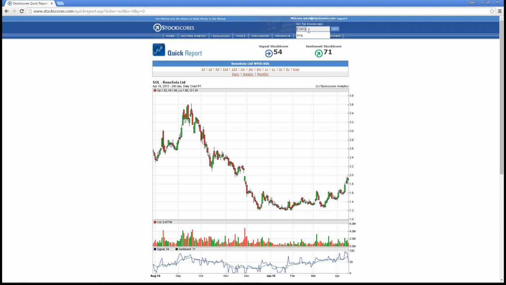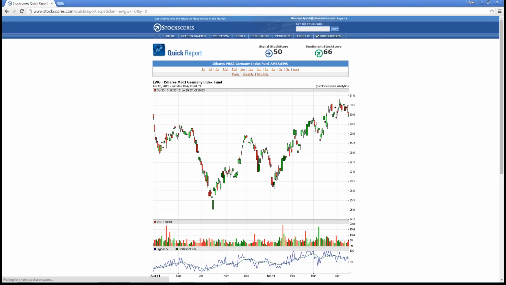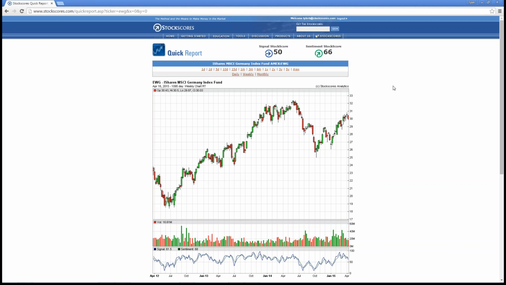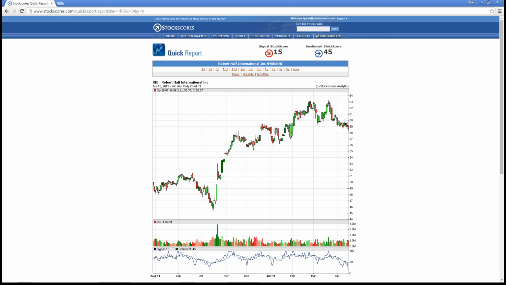EWG. So EWG is a German ETF that is basically a basket of German stocks. It's a stock that I featured as a more conservative position trade, and I think it's a good hold. I don't see a reason to buy it right now, but it's up about 6.5% for the year. It's kind of a slow, steady, low risk type of trade and something worth considering. RHI is a stock that I would avoid right now. It looks more likely to go lower than higher.